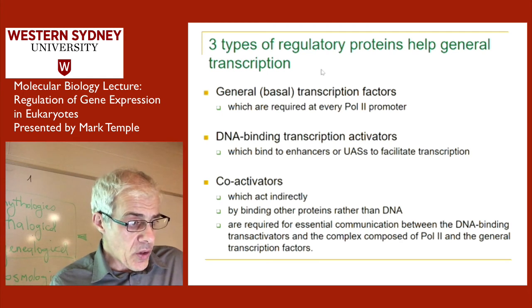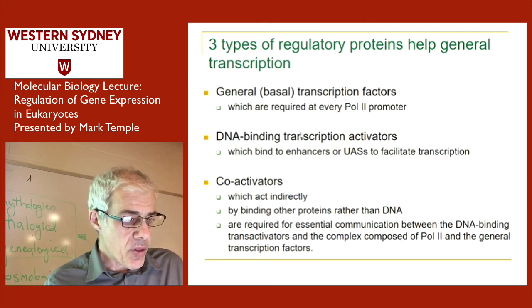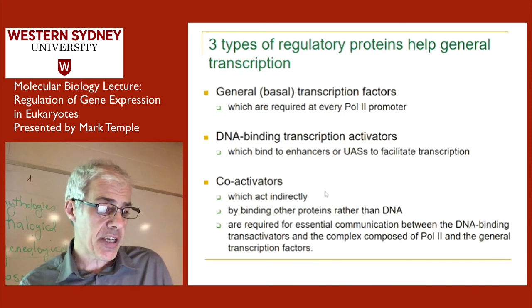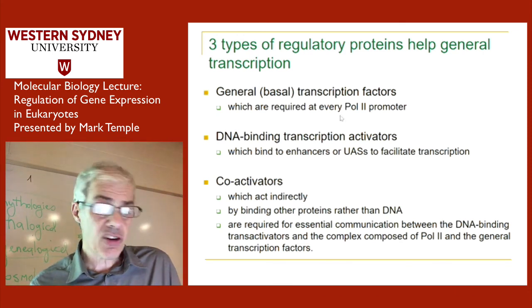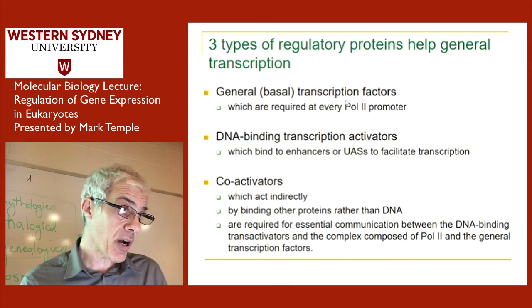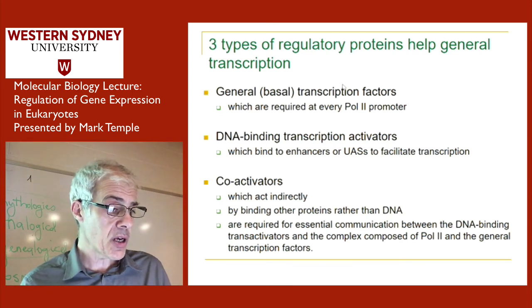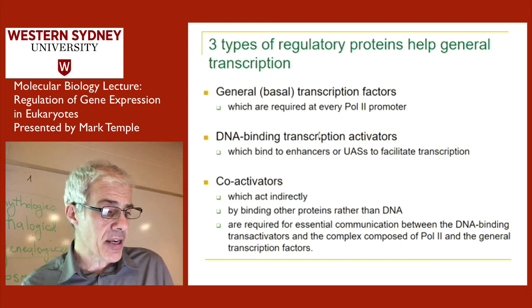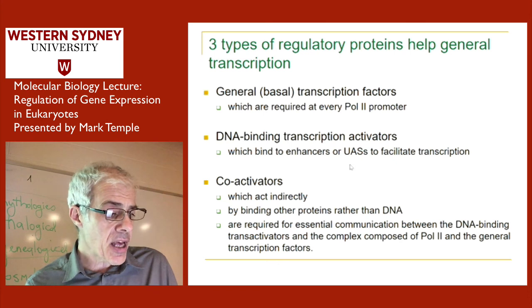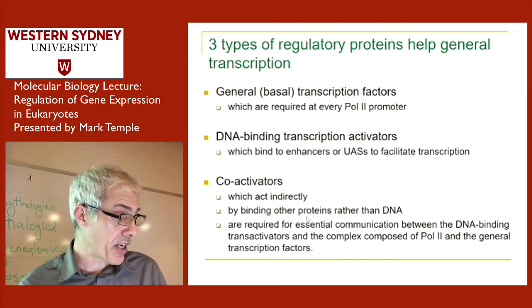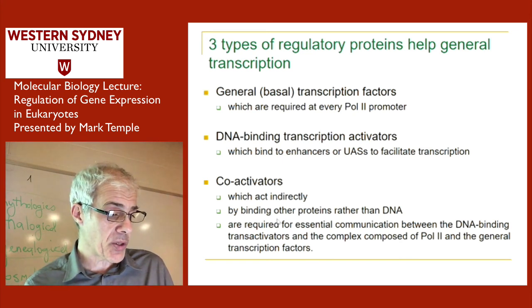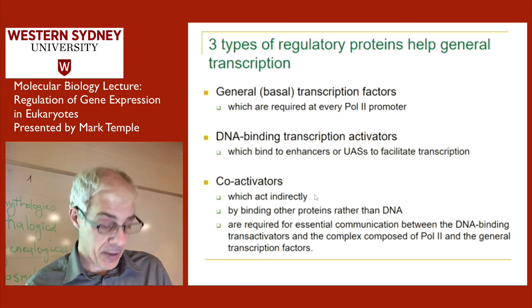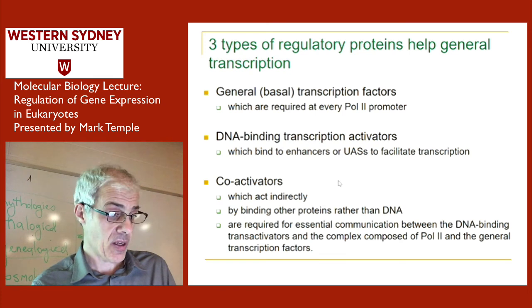Okay, so when you look at these diagrams in the textbook, there are 3 broad classes of proteins involved in gene expression. You have the basal general transcription factors, which are the TATA box binding protein and the TFIIDs and all of those proteins. You've got the DNA binding transcription activators, so these bind directly to the DNA, and then you've got the co-activators, which involve more protein-protein interactions between different proteins. Okay, so the co-activators don't bind directly to the DNA.